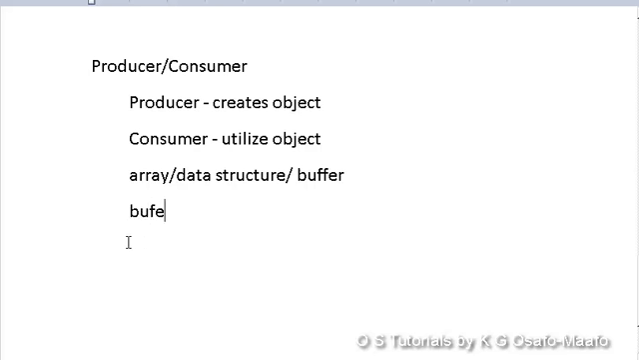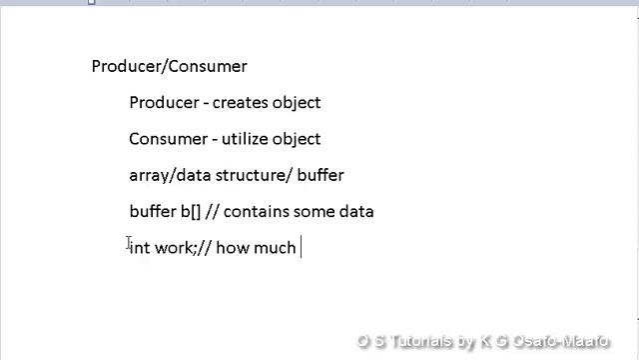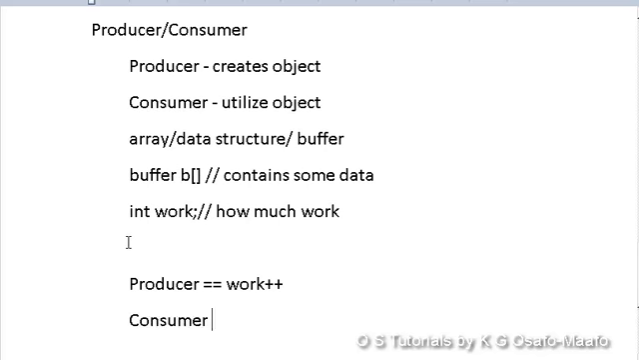Now, suppose there is a buffer, B, with some array containing some data. And there is the amount of work. It's just an int, work. It's just an integer representing how much work. So the idea is anytime the producer puts in work, he's going to increase whatever is in work. And anytime the consumer takes work away, he's going to reduce the work that is in there. Now in programming, you just do work plus plus or work minus minus.